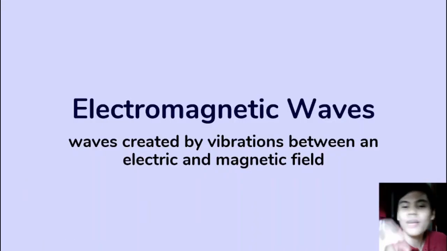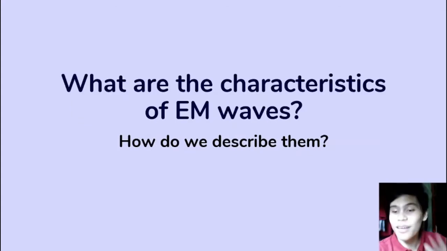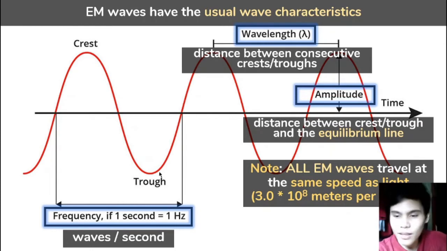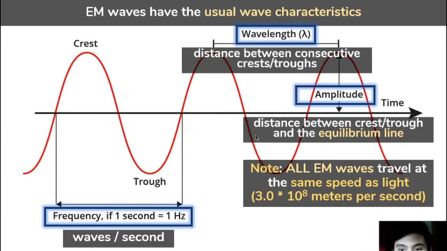So the formal definition is that electromagnetic waves are waves created by vibrations between an electric and a magnetic field. So what do we mean by that? Again, we look at some of the characteristics of electromagnetic waves. They have the same characteristics as usual waves. The characteristics of usual waves are wavelength, frequency, and amplitude. Wavelength is basically the distance between consecutive crests or troughs. The crest is the upper part here, and the trough is the lower part. They're basically just the highest or lowest parts of a wave. So the length between those is the wavelength. Amplitude is the distance between the crest or the trough and the equilibrium line, or the middle part of the wave. And frequency is just the number of waves per second that pass a certain point.